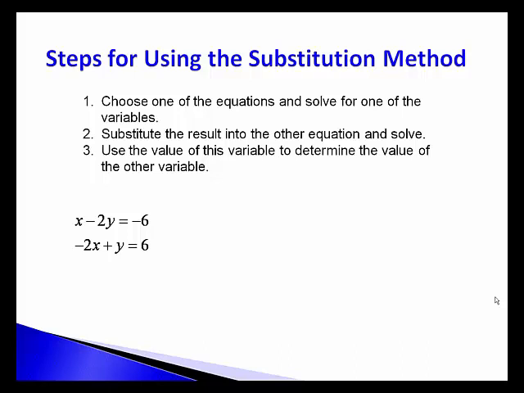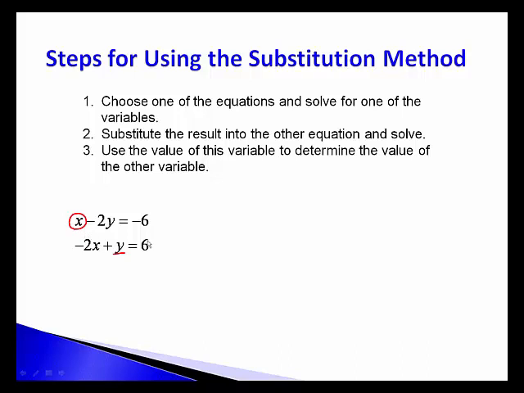I've given you here a system of equations. x minus 2y is equal to negative 6, and negative 2x plus y is equal to 6. Our steps say we are to choose one of the equations and solve for one of the variables. Well, let's make this as easy on ourselves as possible. I would choose the first equation and solve for this variable. You could just as easily choose this equation and solve for that variable. But let's stay with the one I've chosen at the top. So we want to solve for x.